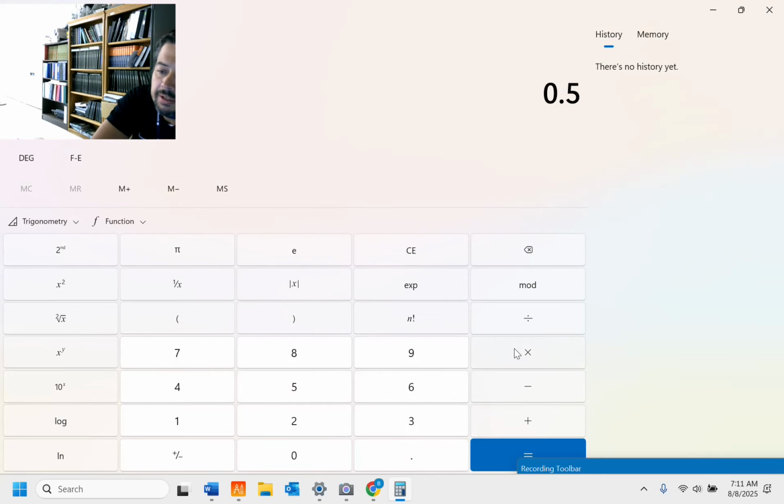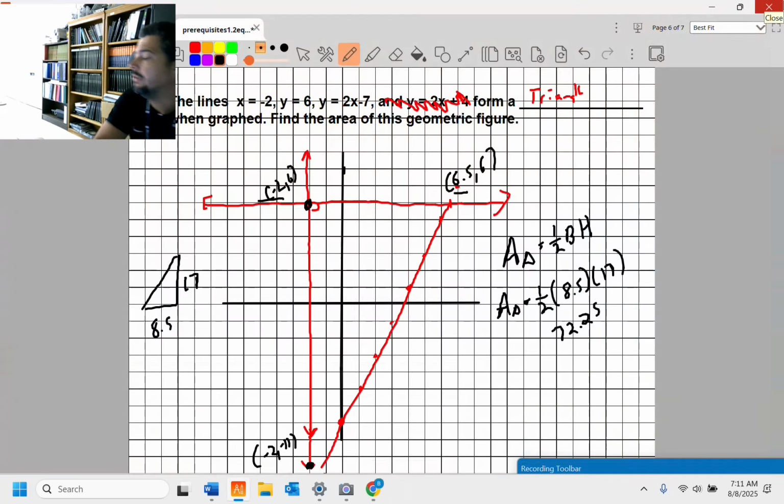So we had 0.5 times 8.5, 0.5 being the half. And then we had to multiply that by 17. Yeah, 72.25. There you go. It's technically 72.25 square units.